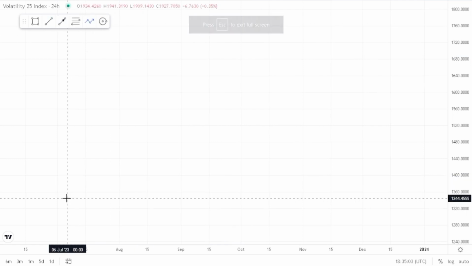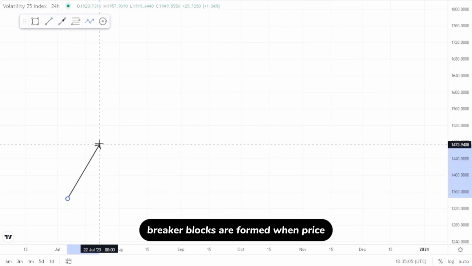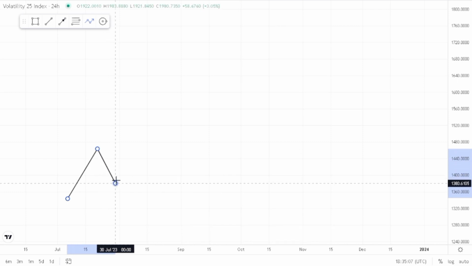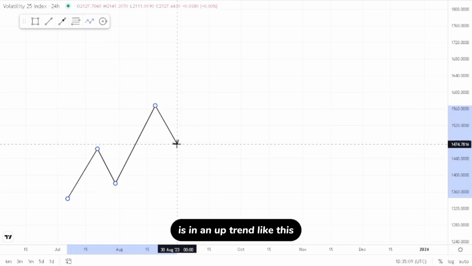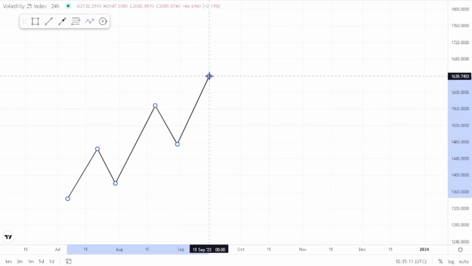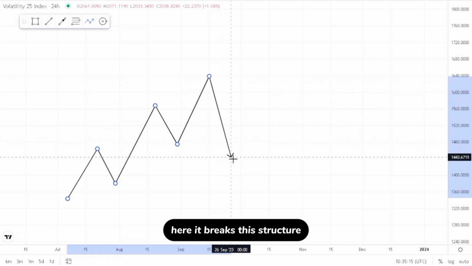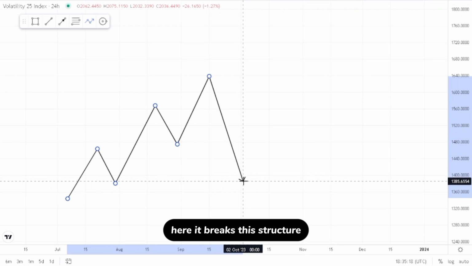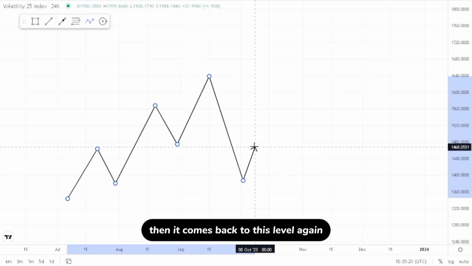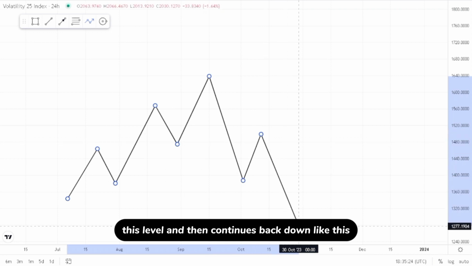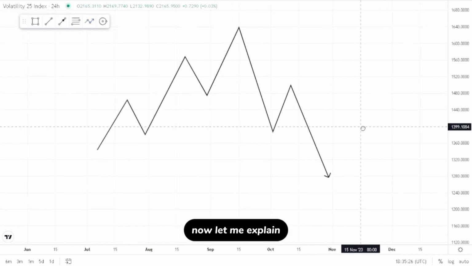So breaker blocks are formed when price is in an uptrend like this, and then here it breaks this structure, then it comes back to this level, again this level, and then continues back down like this. Now let me explain.